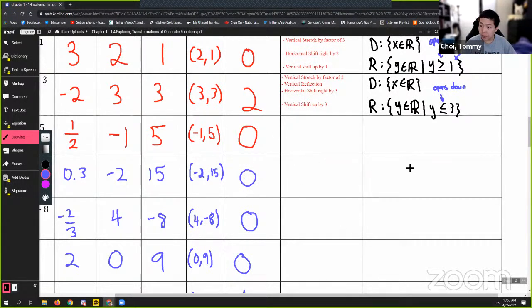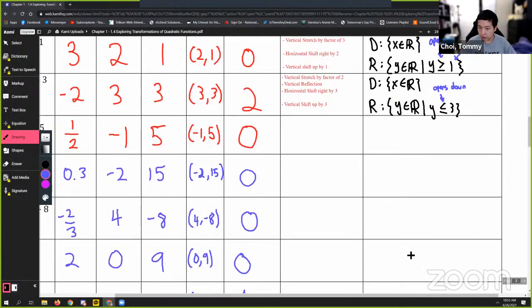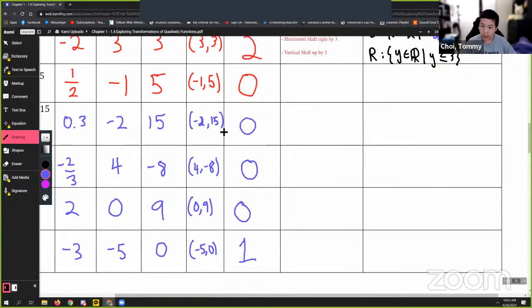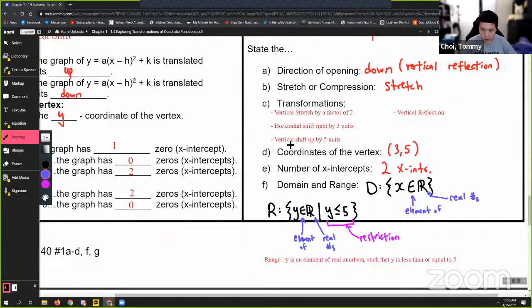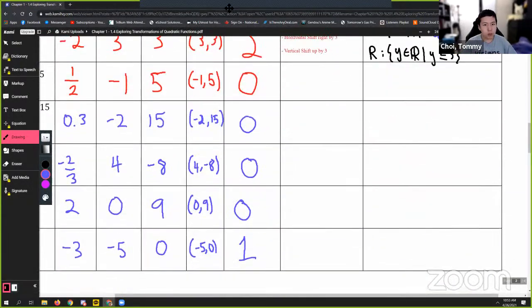I'll give you 5 minutes to complete all the transformations here, and then we'll take it up. If you have questions, just DM me. I'll message you back. But try giving it a shot. Use the notes on the next page to help you. The whole point of this is to help you. So 5 minutes, and we'll take it up.